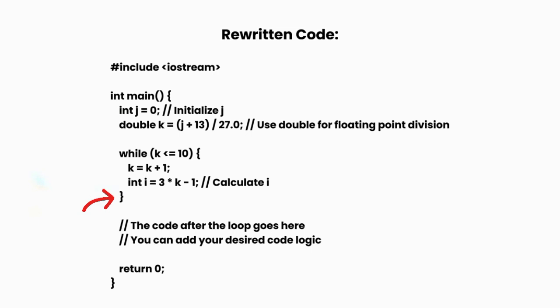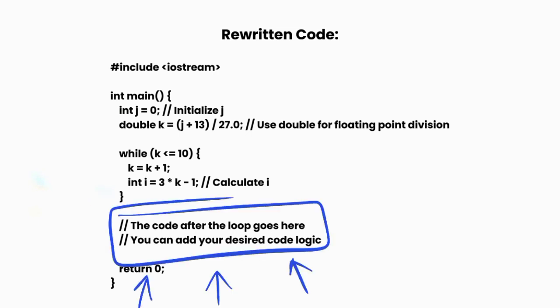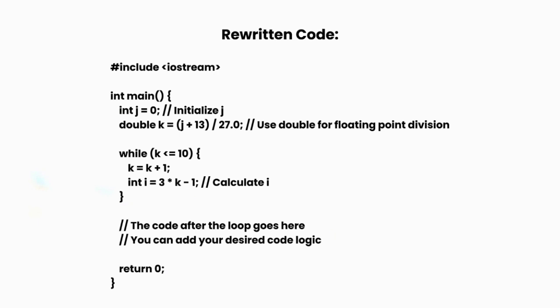And then, these curly braces close the while loop. Outside the loop, you may write additional code which can be added to the program after the loop finishes. And then, the return 0 from the main function indicates that the program has executed successfully. And lastly, these curly braces close the main function.